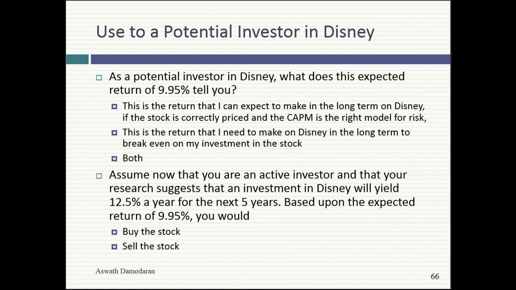Let's break this down. What is the risk-free rate when I did this? 2.7. So why am I being greedy? Why can't I settle for 2.75% on Disney? Why expose myself to all that danger to make 2.75 when I can make 2.75 investing in T-bonds? So it has to be more than 2.75. The reason I need to make 9.95% is not because I'm greedy, but because I've exposed myself to risk, and to the extent that I've exposed myself to risk, I need to make enough to compensate.